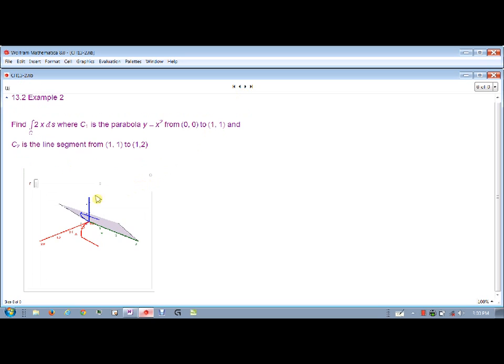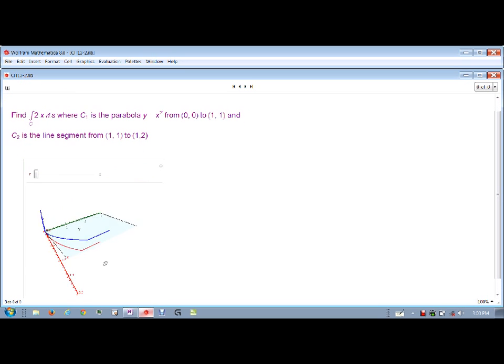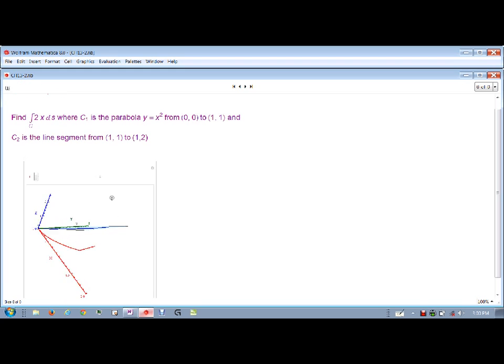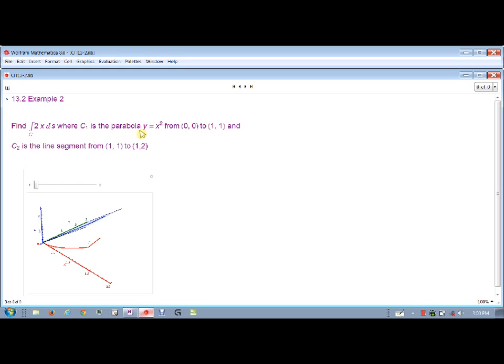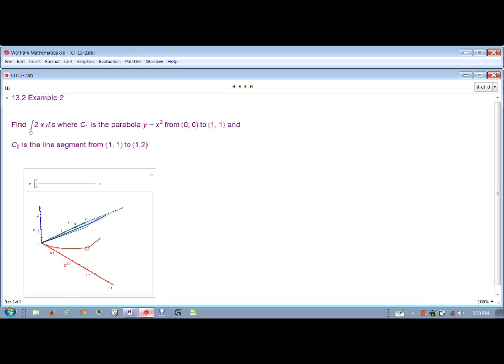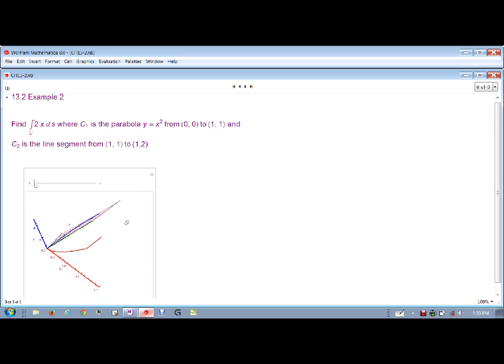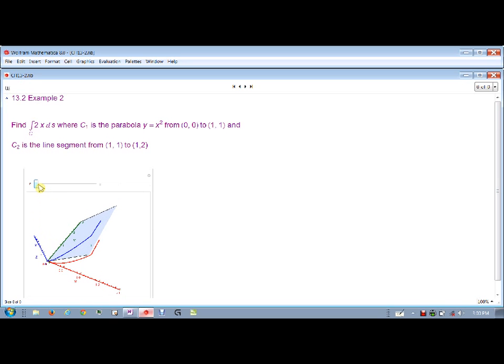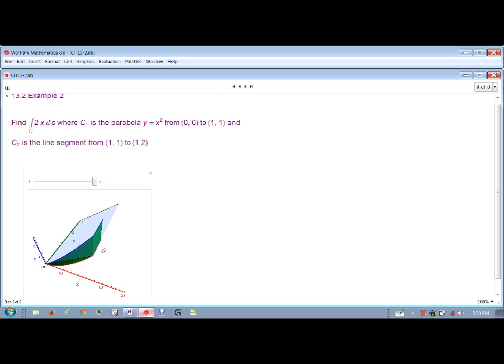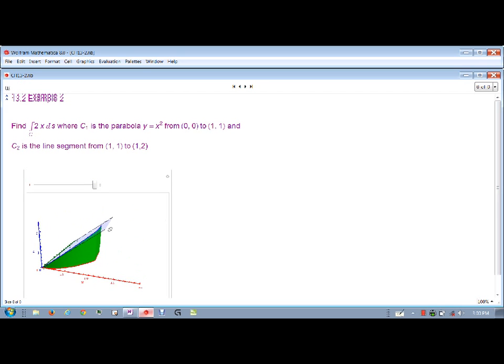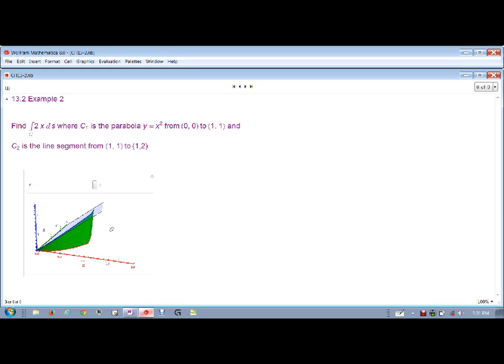For example, see my curve on the ground, that red thing? It's actually a parabola that goes from the origin to 1, 1, which is right here, and then a line segment that goes from 1, 1 to 1, 2. You take all those points, you map them up into this plane, you drop the curtain down, and you're trying to find the area of that thing there. Well, if that's what you're trying to do, you can just do it as two separate integrals. The integral over C1, the integral over C2, add the answers together.